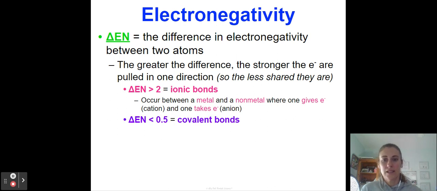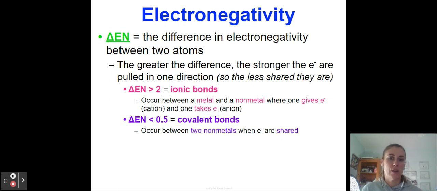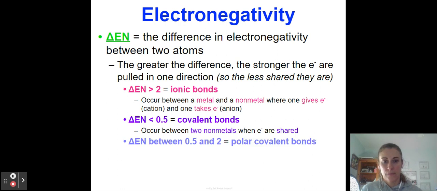If you are less than 0.5, you are going to be considered a covalent bond. There's a lot more sharing, so there's a lot less electronegativity difference, a lot more sharing. We have 2 nonmetals for covalent. And then we have kind of a subtype of covalent. We have what are called polar covalent and non-polar covalent.